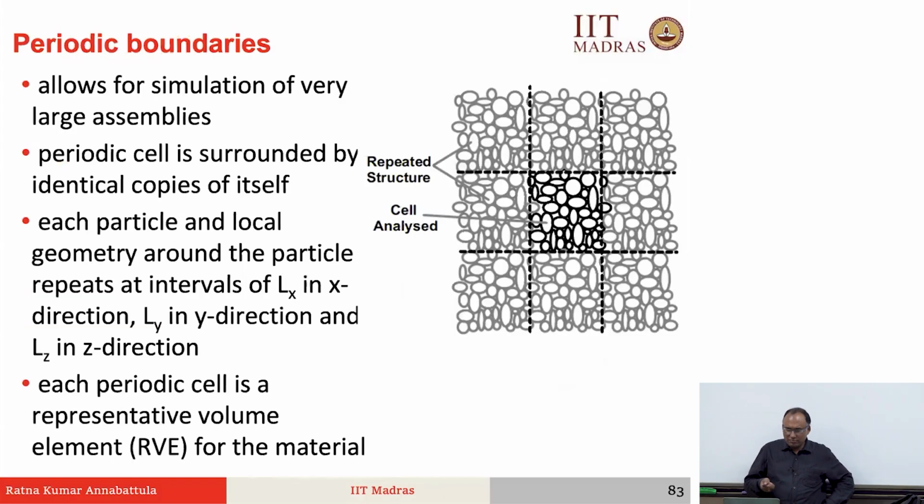And as I said, periodic boundary conditions. If you want to study extremely large systems, the number of particles will be humongously large, so you cannot simulate such large systems. Then what you would do is define a small RVE and define periodic boundary conditions.